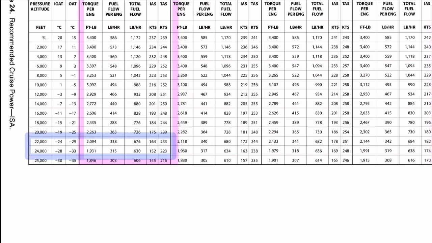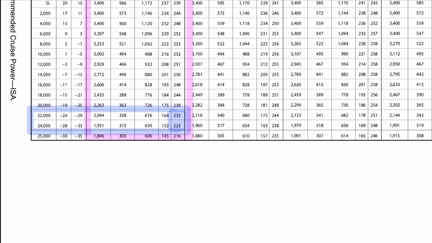And we need to figure out our true airspeed. To find our true airspeed, we have to interpolate between these numbers right here. And so we're going to do that. We're going to take 233 plus 223. And that's going to equal 456. We're getting an exact middle number at 23,000. So luckily we don't have to do crazy math for this. We can get kind of the median number and that will work for us.